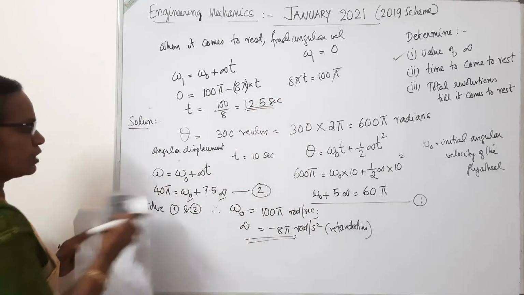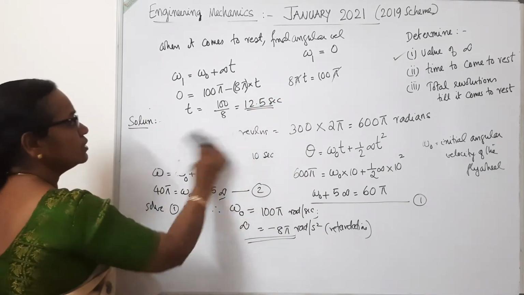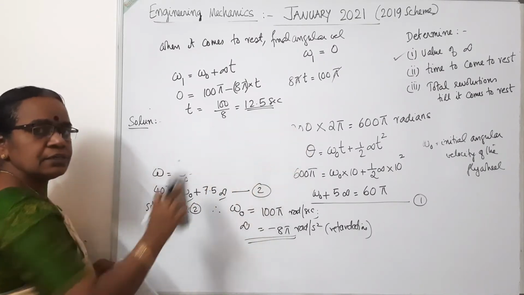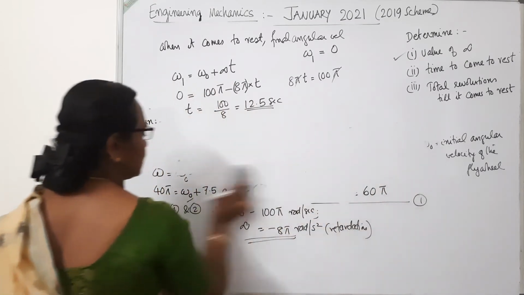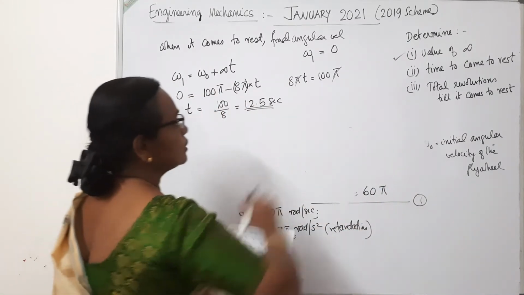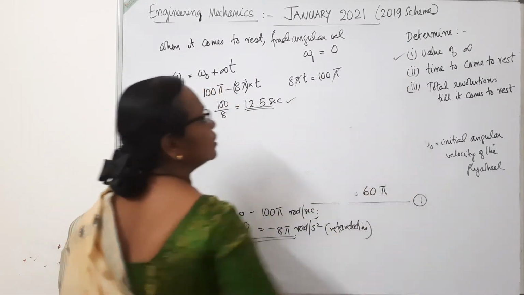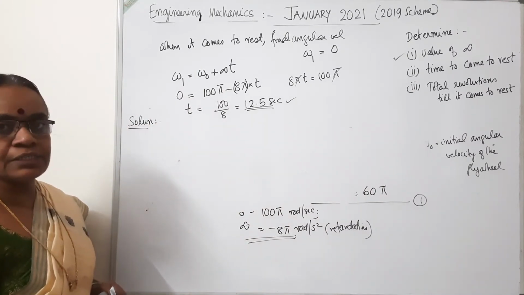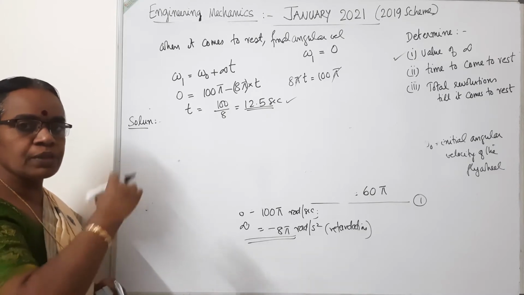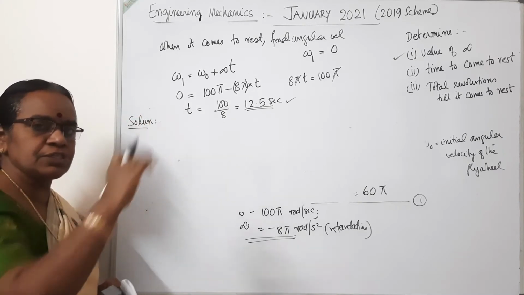So starting with a velocity of 100 pi radians per second, it comes to rest in 12.5 seconds. So that is the answer to the second part of the question. Now third, total revolutions till it comes to rest. When it comes to rest, how many revolutions does it make from the initial?